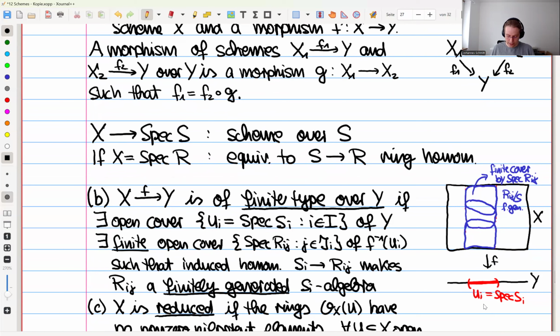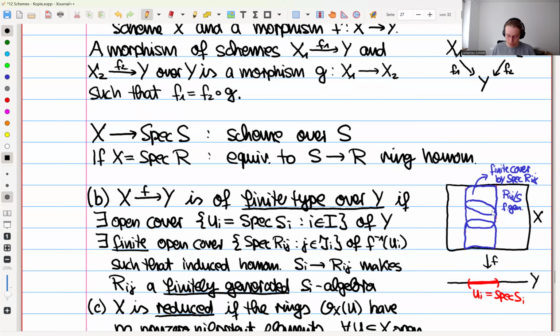So this is in red here, an open cover by affine schemes. So do we have these U_i, which are Spec of S_i? And then you get a pre-image, right? So this is then an open subset of X. And then we want to have a finite open cover of this pre-image here.